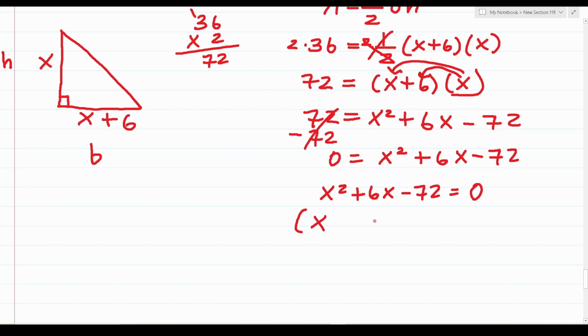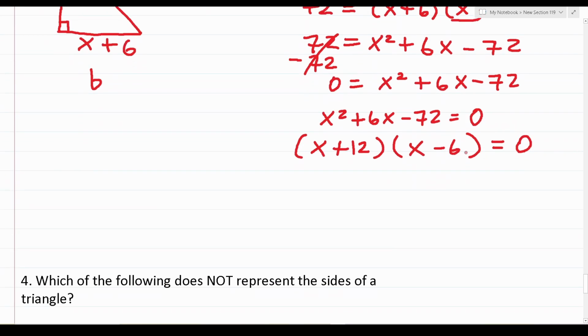You should be able to go x times x. Now we have to figure out two numbers that multiply to negative 72 but add to positive 6. Well, I know that 12 times negative 6 is negative 72, and similarly 12 minus 6 is positive 6. All right, so here are our two factors.